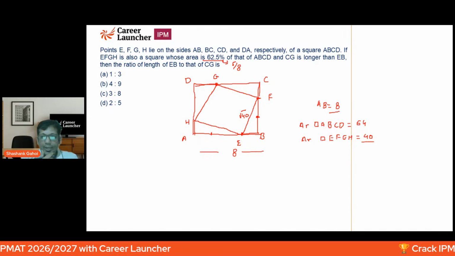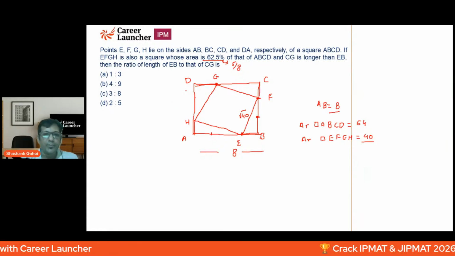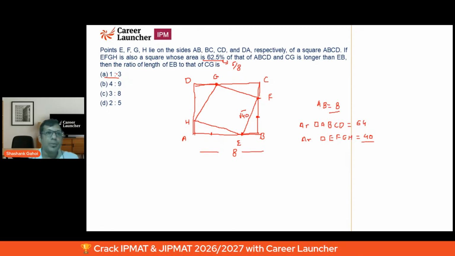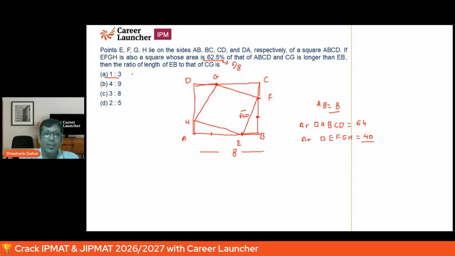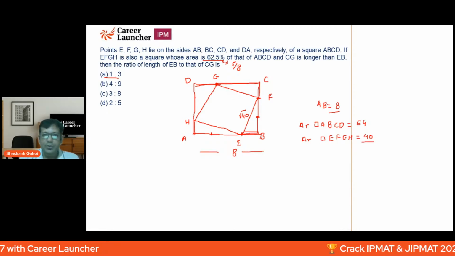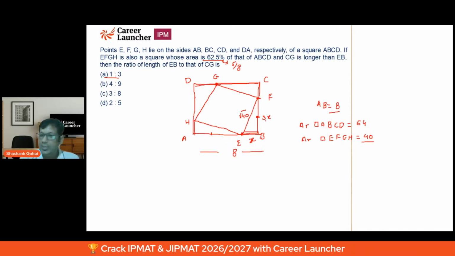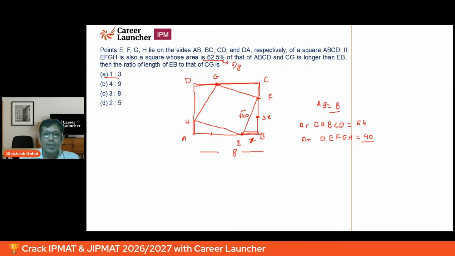Now what am I going to do here? I am simply going to take the first ratio and use the options. So basically, EB to CG. If this is 1, then this should be 3. So I would say this is X, and this is going to be 3X. I'm using the options, and it says 1:3.